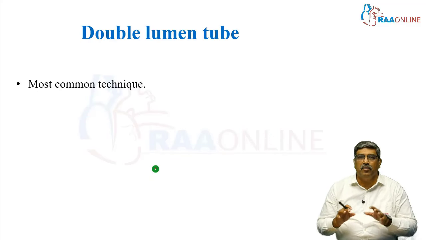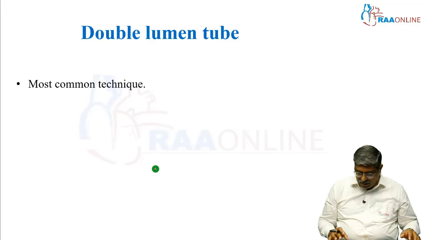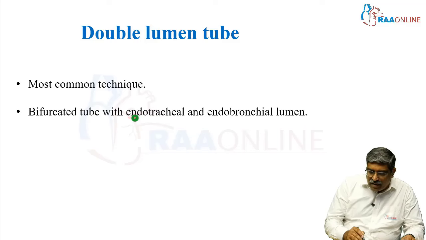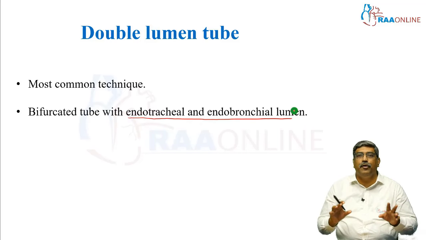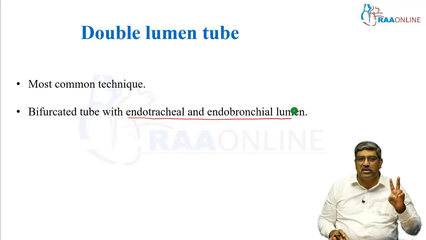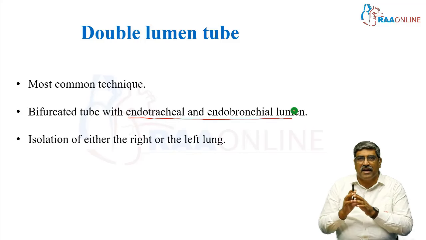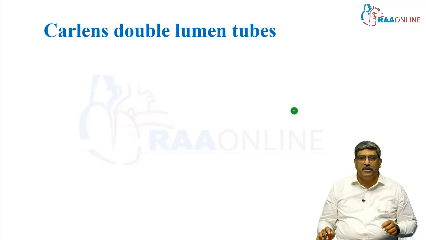Now, let us look at the most common technique, which is the double-lumen tube. It is a bifurcated tube having endotracheal and endobronchial lumen. There are two lumens. One is tracheal lumen, another is bronchial lumen. It can isolate the right or the left lung.